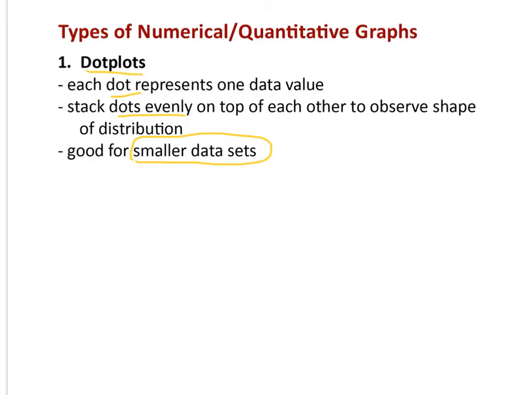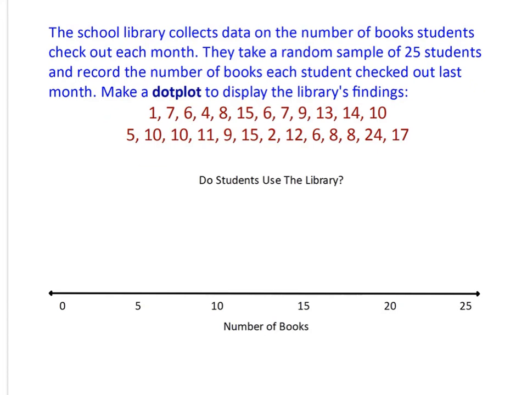So let's take a look and actually make one of these dot plots. Actually, we made one the first day of school, but let's take a look at another example. So if you're writing this down, which you all need to be, you need to write down this data set of numbers. This data set says the school library collects data on the number of books students check out each month. They take a random sample of 25 students and record the number of books each student checked out last month. Make a dot plot to display the library's findings.